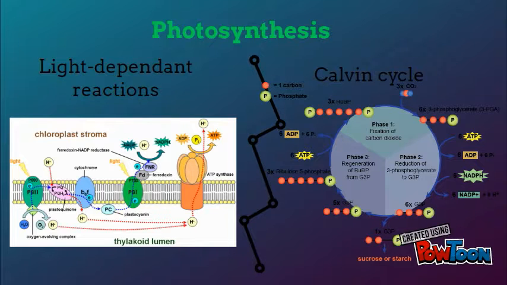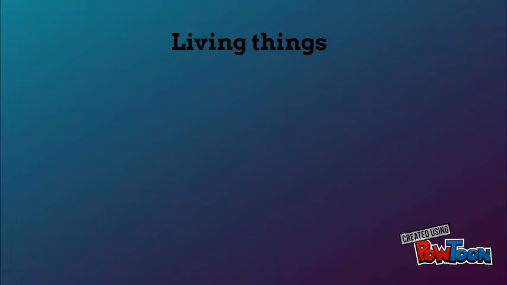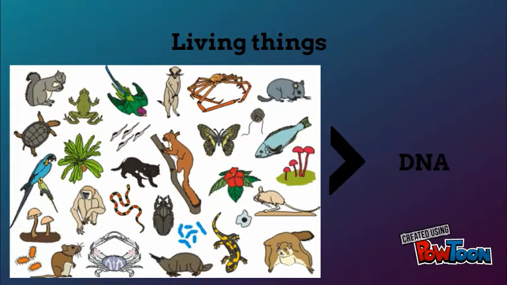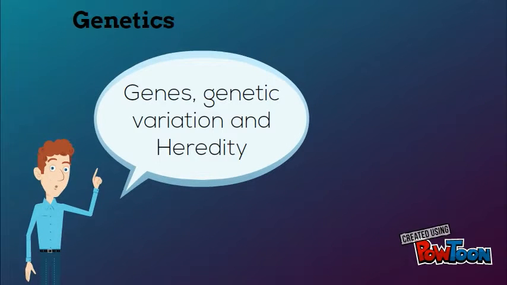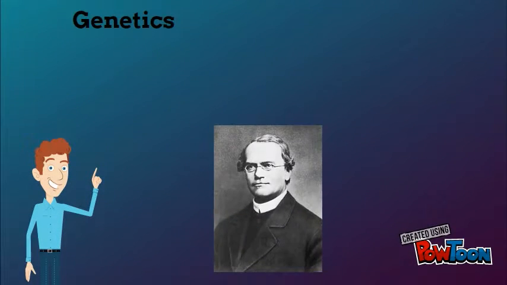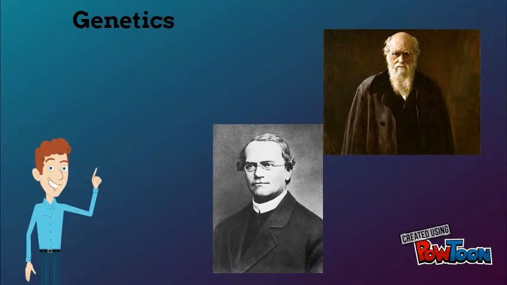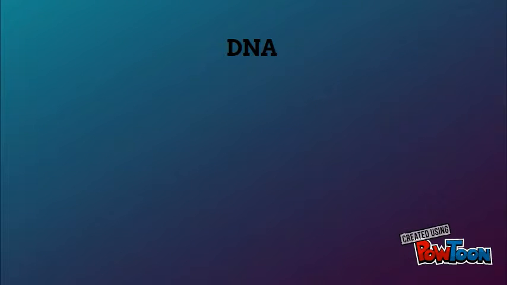These reactions allow living things to live through their lives, but what allows living species to survive through thousands of years is the DNA, and we know this because of genetics, the study of genes, genetic variation and heredity in living organisms. Two important figures are Gregor Mendel, father of genetics, and Charles Darwin with his theory on evolution by natural selection.